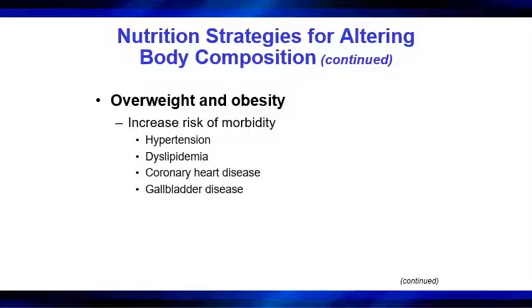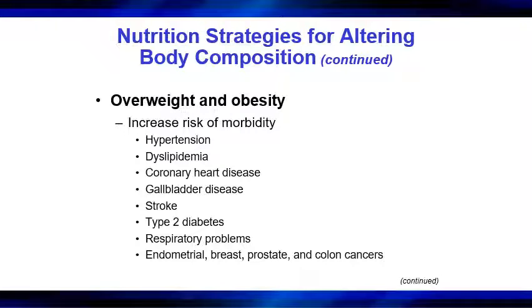So again, just the health issues associated with being overweight or obese, and I don't think any of these come as a surprise. A lot of things with the cardiovascular and respiratory systems, and endocrine disorders because of the issues with your hormones that get messed up from being overweight. So you can see here hypertension, dyslipidemia, coronary artery disease, gallbladder disease, stroke, type 2 diabetes, respiratory problems, and then various types of cancer individuals can be predisposed to if they are overweight or obese.